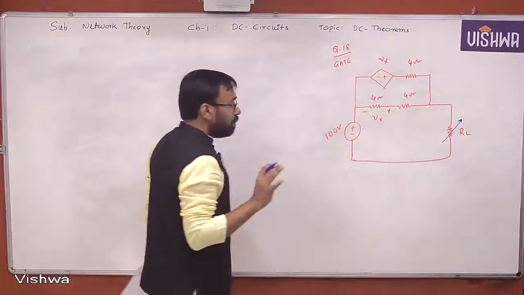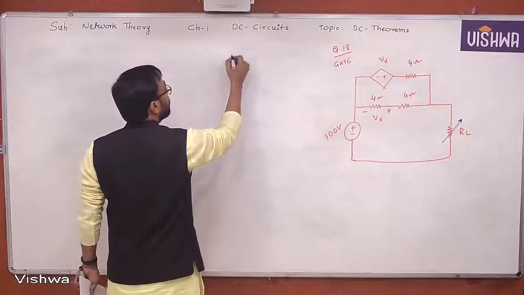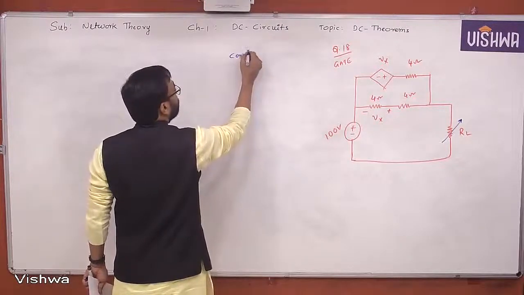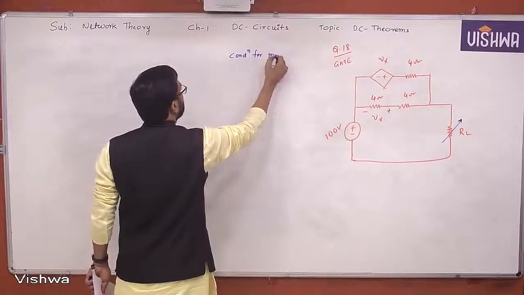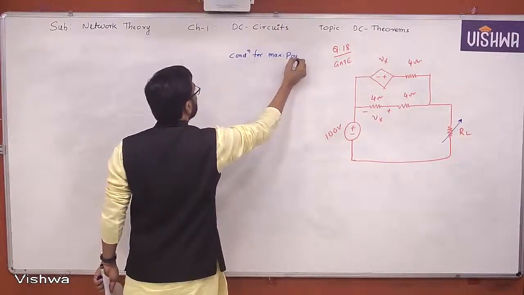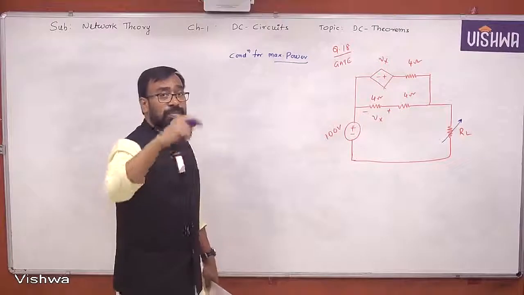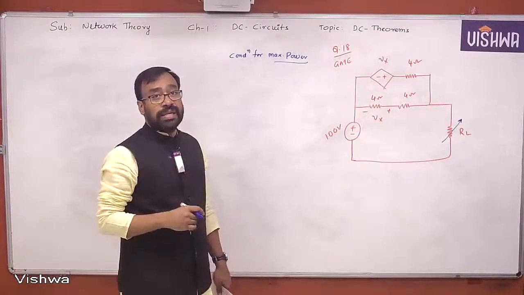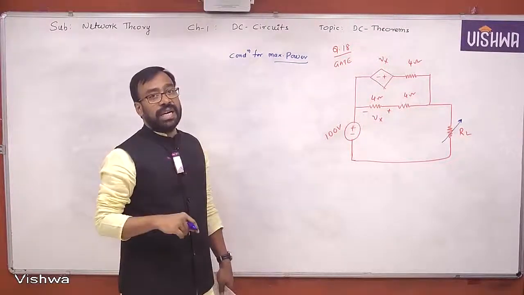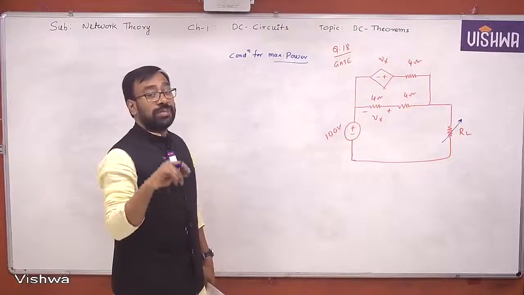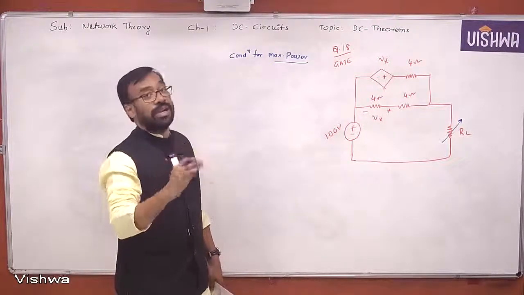So he's not asking PL max. What is he asking? Only the condition for maximum power. Yes or no? He is not asking the maximum power value. If he were asking the maximum power value, you would be supposed to find VTH also. But when he is asking only the condition for maximum power, you are supposed to find only the RL value. RL is nothing but RTH.